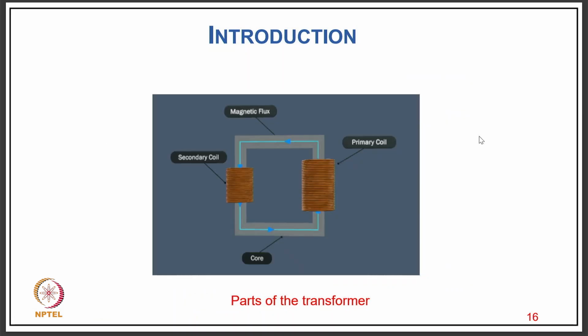We can say it's a core with the yoke, the upper and lower portions called the yoke, and both side limbs we call the core. And we have a primary and secondary. This is a symbolic diagram where the flux is linking both windings, but practically we do not put the primary and secondary on separate limbs. We put half the winding on both limbs.